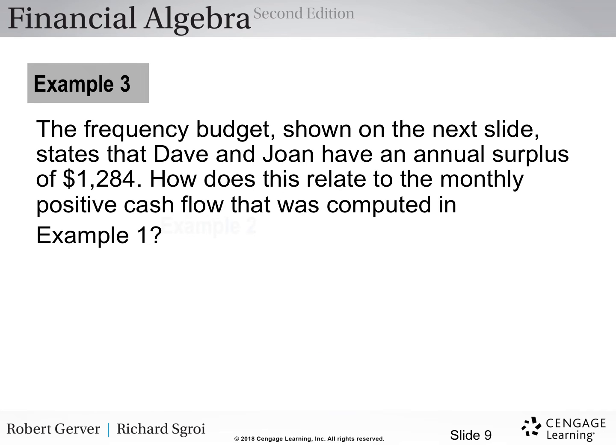Now, in this next example, we discuss a frequency budget, okay? And it states that Dave and Joan have an annual surplus of $1,284. How does this relate to the monthly positive cash flow that was computed in example 1? So we're looking at a frequency budget. Now we're going to compare it to their monthly budget and see how the two compare in terms of cash flow or surplus.